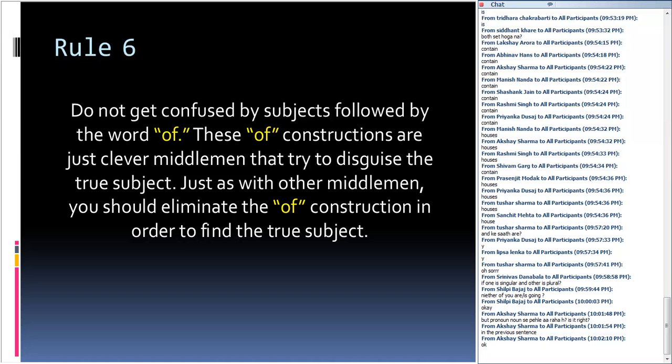So remember, do not get confused by subjects that are followed by the word "of". Why? These "of" constructions are just clever middlemen that try to disguise the true subject. Just as with other middlemen, you should eliminate the "of" construction in order to find the true subject. Okay? Let me show you with an example.